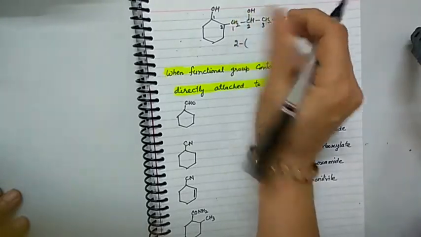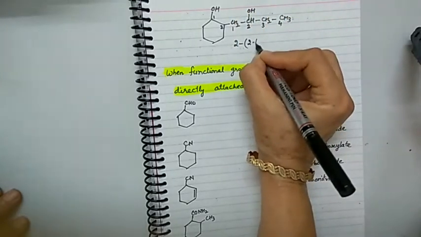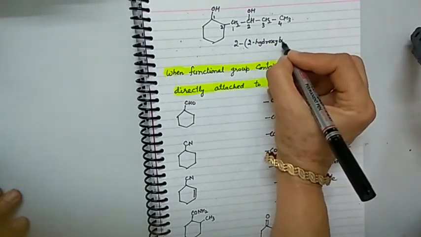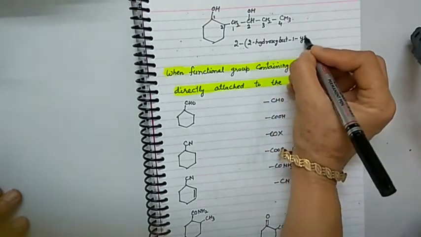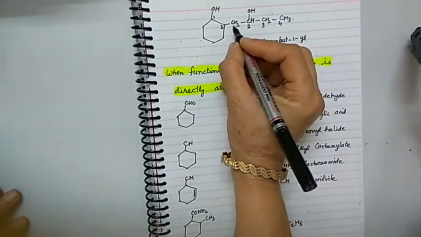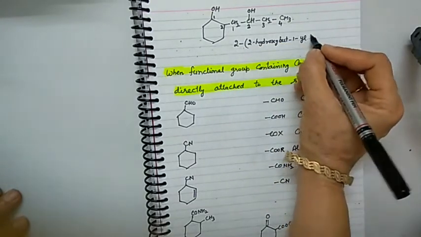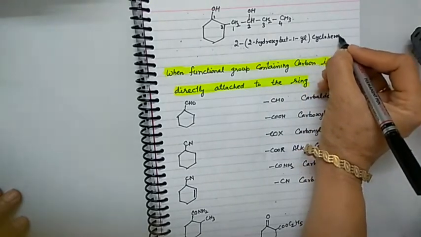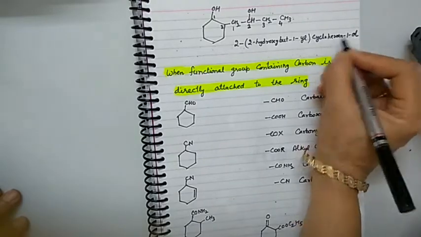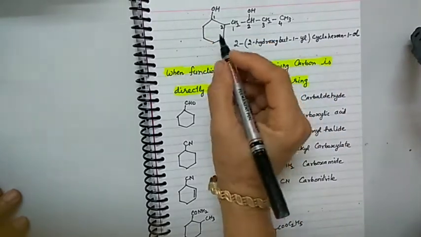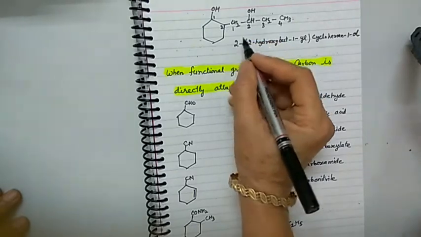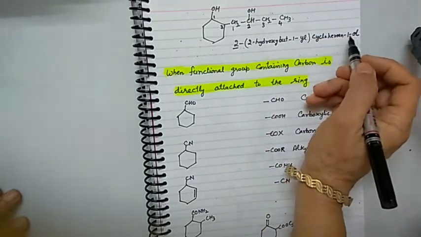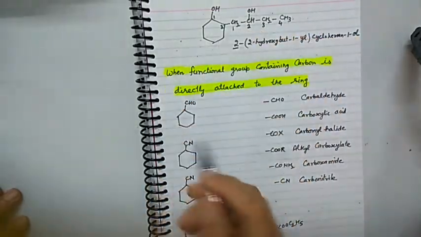Then start naming this. It is 2-hydroxy, right? 2-hydroxy but 1-allyl, because it is attached from position 1. But 1-allyl cyclohexane 1-ol. This is cyclohexane 1-ol, and this position to which the group is attached, it has been mentioned in the beginning that at this position this group is attached, and in cyclohexanol OH is present at first position.